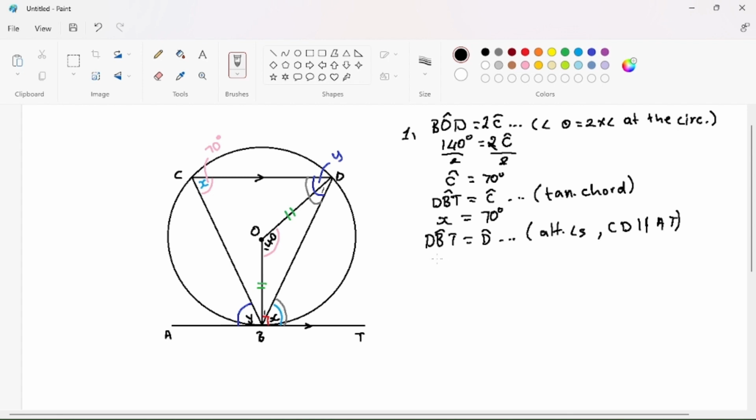So our D actually is going to be our X, and it's going to be our 70 degree angle. And then we are going to say angle ABC is going to be equals to our angle D. Our reasoning is going to be tan-chord theorem. After that, you are simply going to substitute, right? Our ABC we know is Y, and our D is going to be our X, and it's also going to be our 70 degree angle. Hopefully I'm making sense, guys.